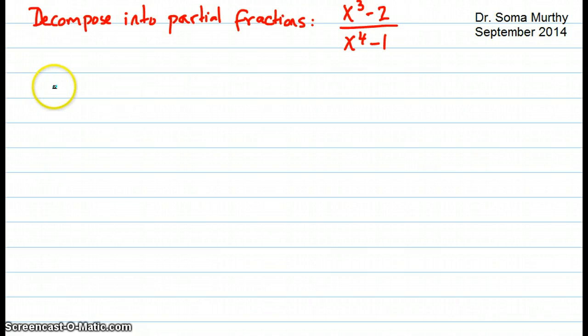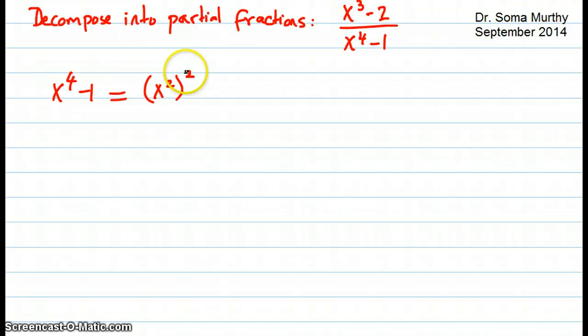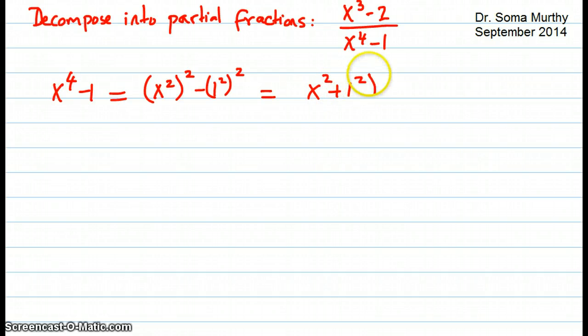We have x to the 4 minus 1 at the bottom. That can be written as x squared squared minus 1 squared. So that's a difference of squares. So that should be x squared plus 1 times x squared minus 1.